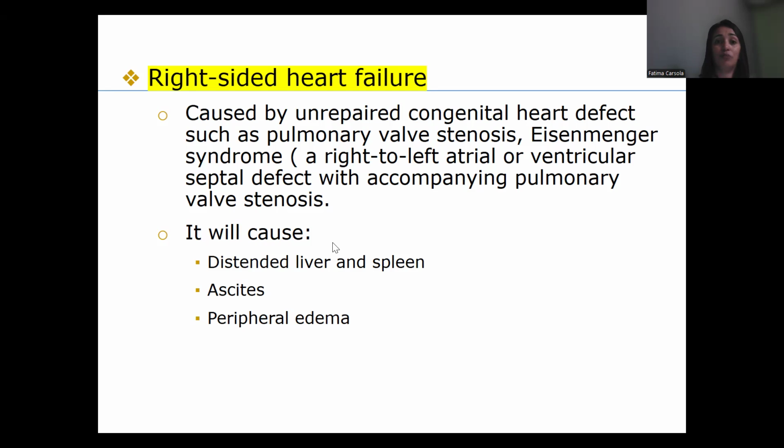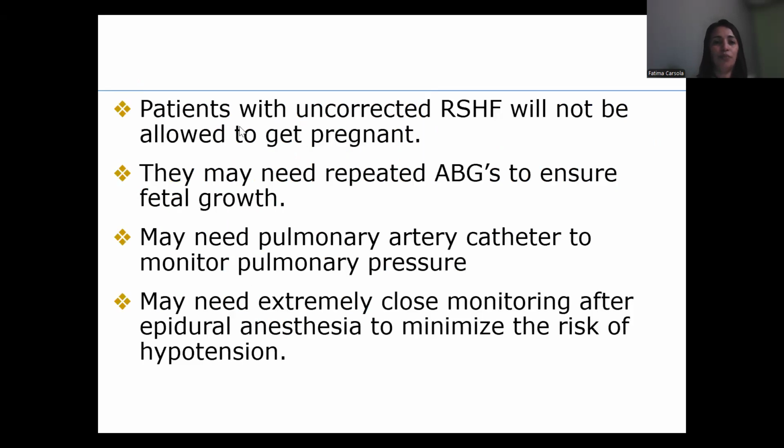So you could observe that the edema is not only normally found in the lower extremities, but it could be in the periphery, right? So patients with uncorrected RHSF or right-sided heart failure will not be allowed to get pregnant. But if they are still wanting to get pregnant, they may have to have repeated ABGs, your arterial blood gases, to ensure fetal growth, and they may need a pulmonary catheter, okay, to measure particularly the pulmonary pressure.